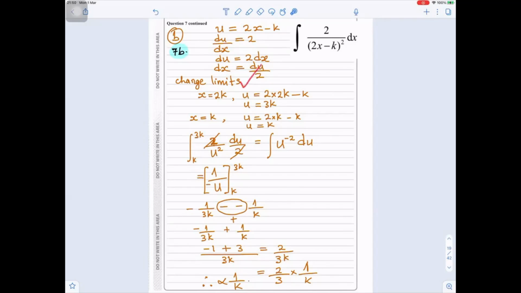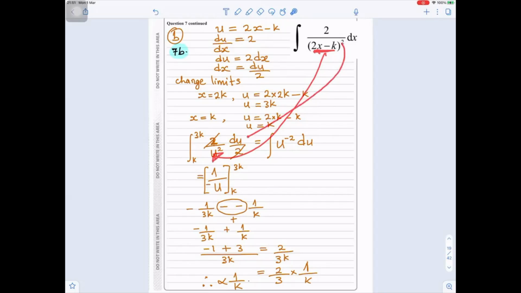We have changed the limits, and we've replaced dx with du over 2. We replace 2x minus k with u. And then the square stays the same, and the 2 at the top stays the same. That's what we're doing: replace 2x minus k with u.